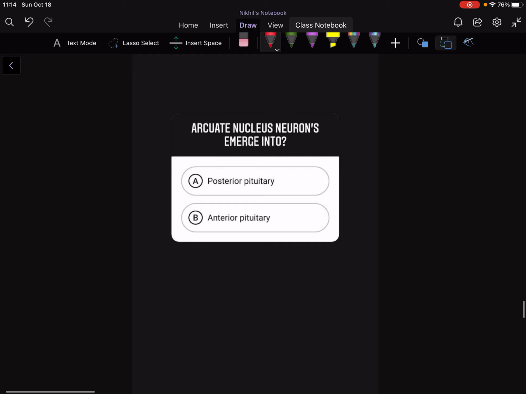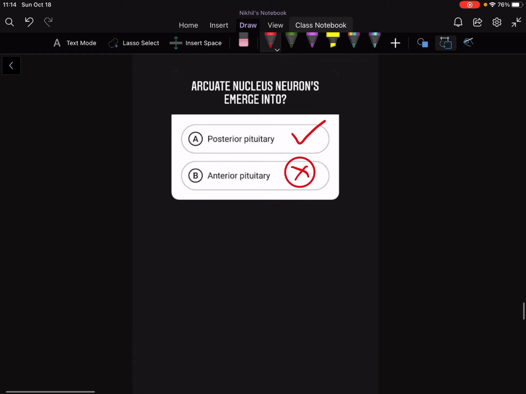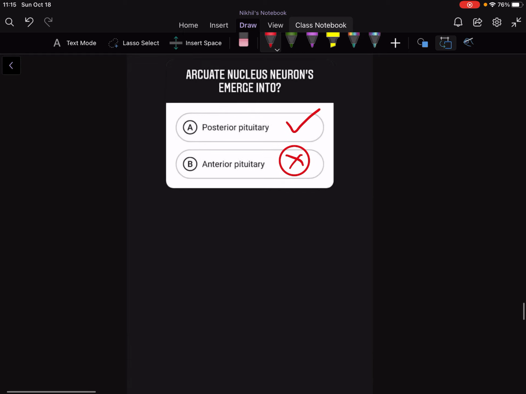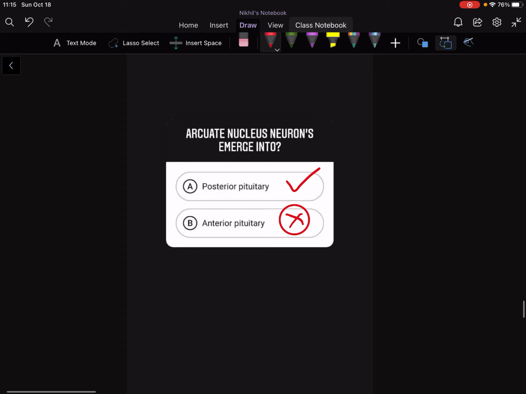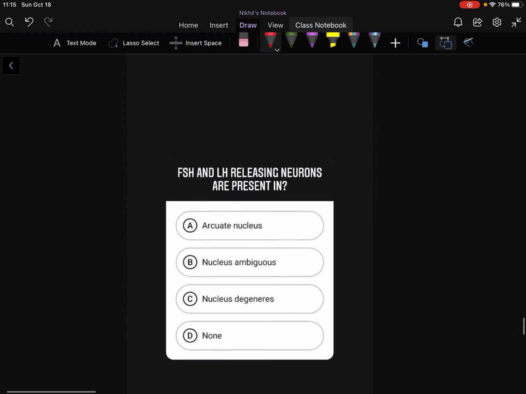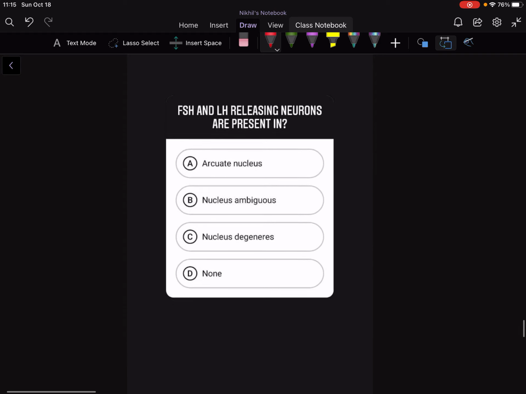Arcuate neurons emerge into the posterior pituitary. In the anterior pituitary, the main hormones released are FSH and LH. So remember, only in the anterior pituitary you will find FSH and LH. FSH and LH releasing hormones are present in the arcuate nucleus. Those neurons emerge from the arcuate nucleus, not the pituitary gland.